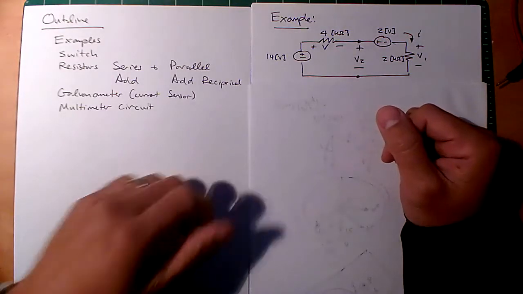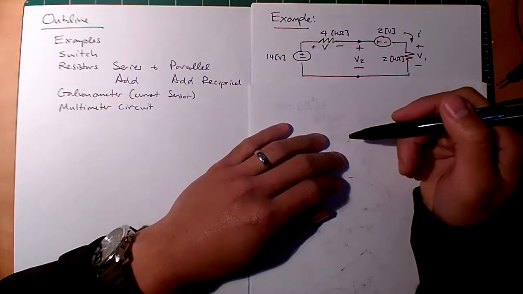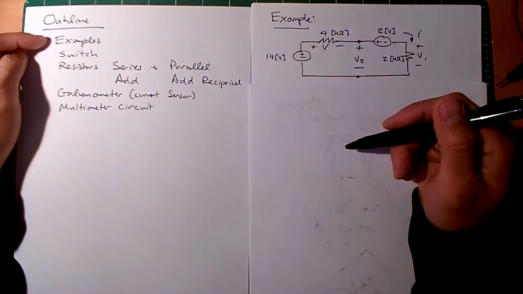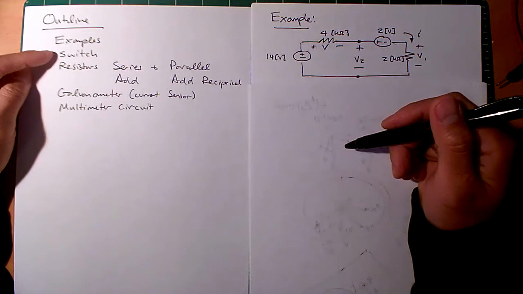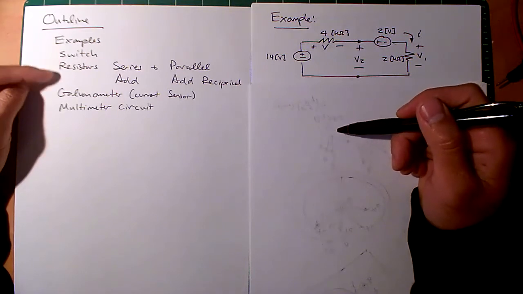Hi, this is the third lecture in ET250. Today we're going to cover two examples. Then we'll look at a simple switch and some of the assumptions behind it.